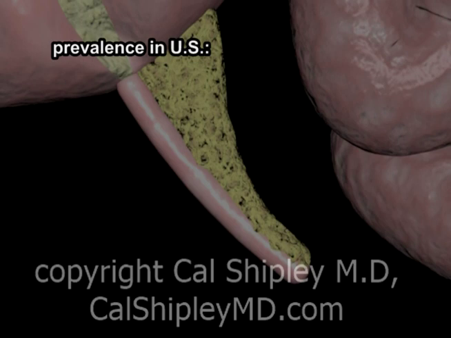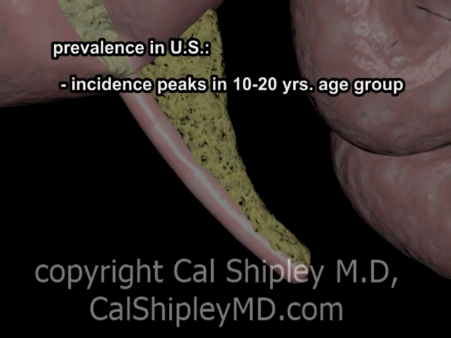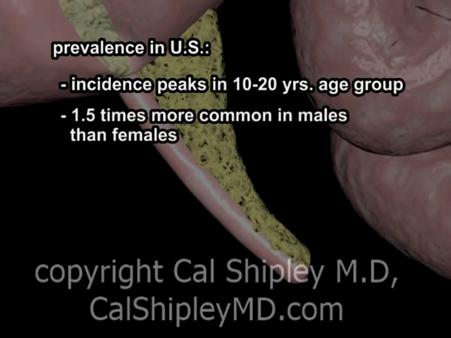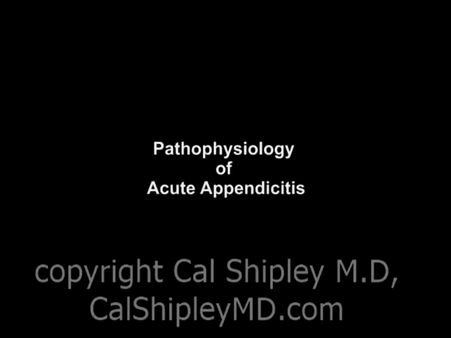In terms of prevalence, in the United States, the incidence of appendicitis peaks in the 10 to 20-year-old age group and is about 1.5 times more common in males than females. And now, on to the pathophysiology of acute appendicitis.